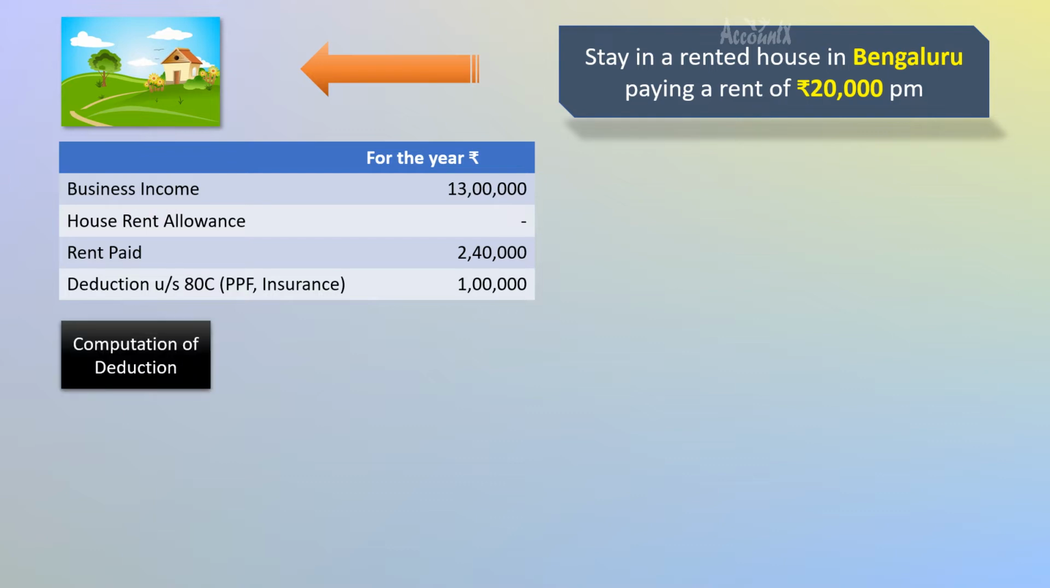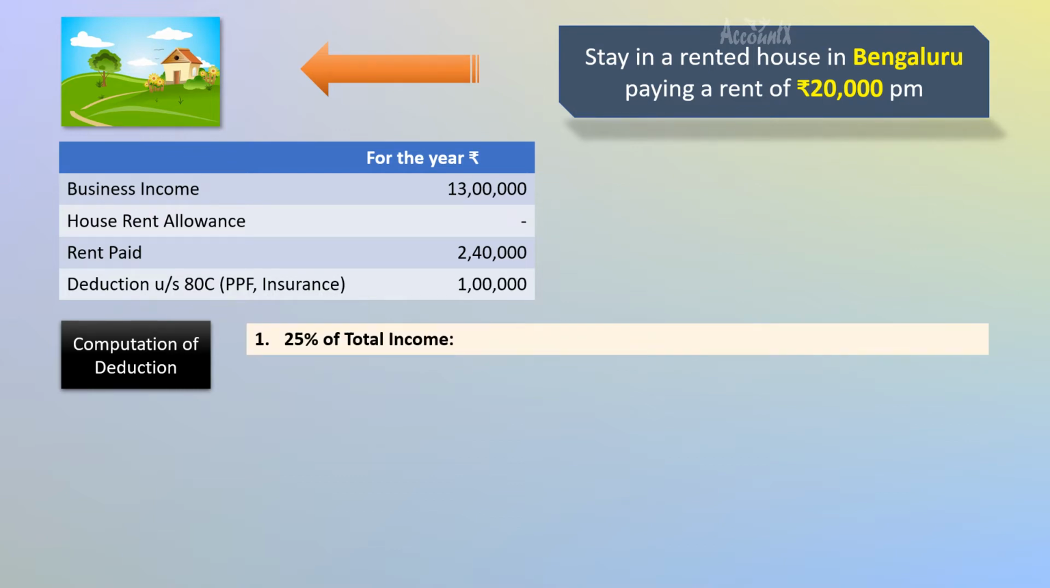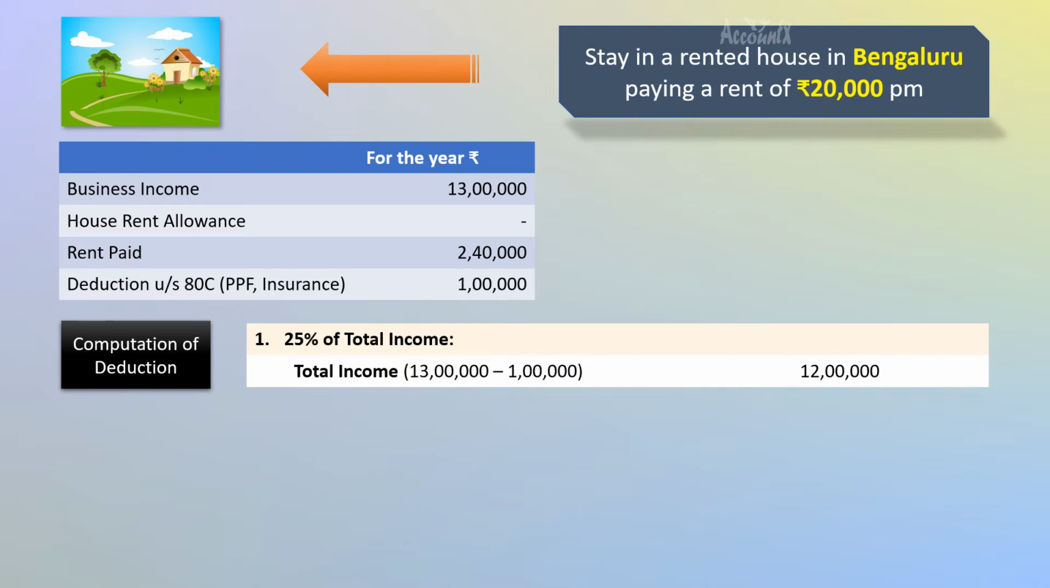Let us now compute deduction. First, we need to compute 25% of total income. Total income here is 13 lakh as reduced by deduction under section 80C, which is 1 lakh. So total income is 12 lakh.